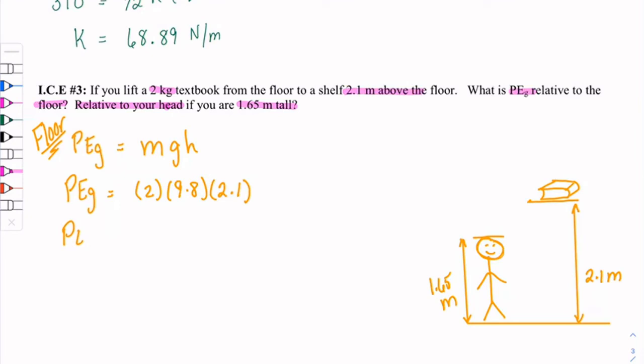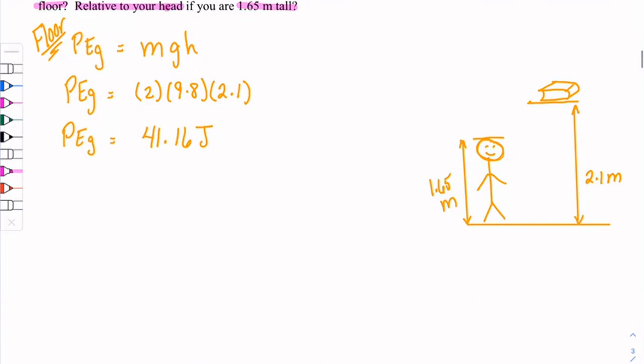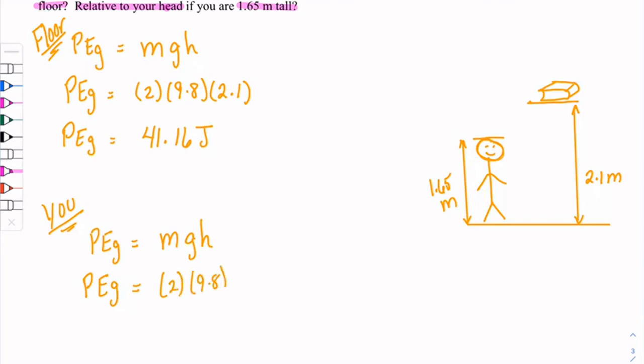You should get for PEG 41.16 joules. There's a second question that says, what is the potential energy relative to your head if you're 1.65 meters tall? So relative to you, again, using the same equation, you just have to be careful about the height here. Okay, the mass is the same. We're still talking about the book. Gravity is 9.8.